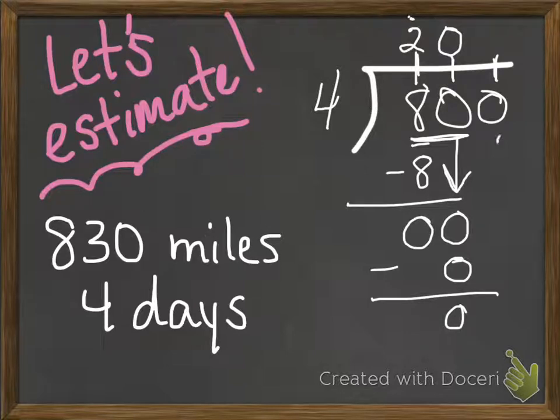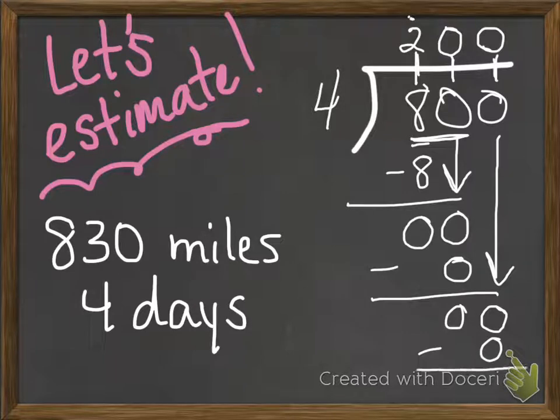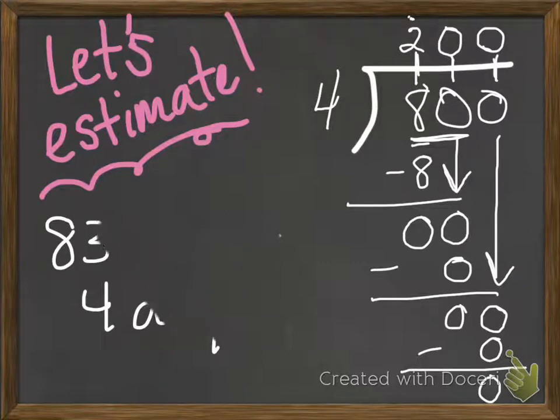Then we bring down the next digit. Bring down the 0. Same thing as before. 0 divided by 4 is nothing. 0 divided by any number is nothing. 0 times 4 is 0. We subtract, just like we did before. 0 minus 0 is 0. So now we have 800 divided by 4 is 200. We can use our multiplication to check. So let me get some room here.